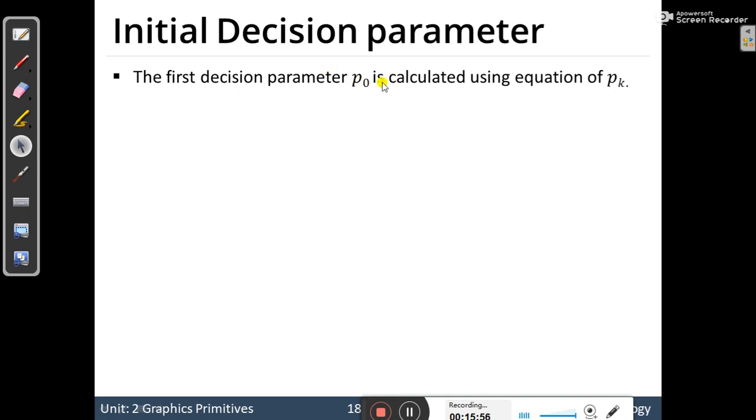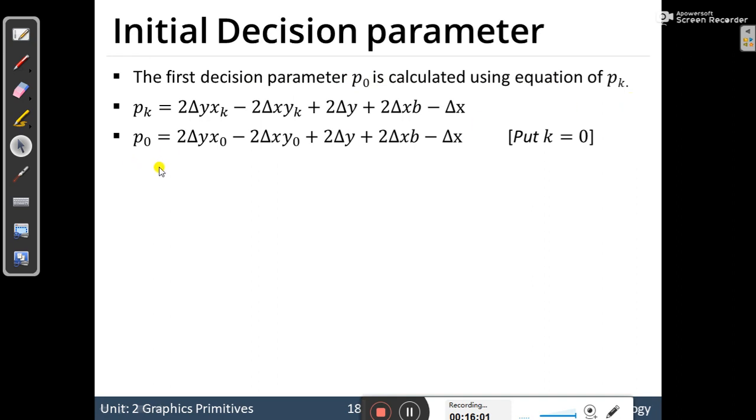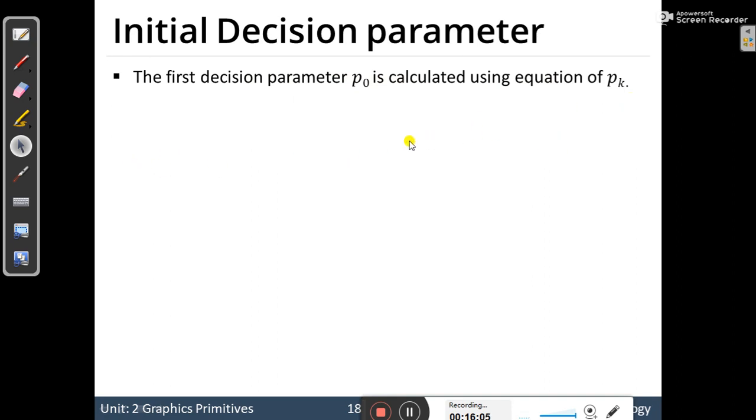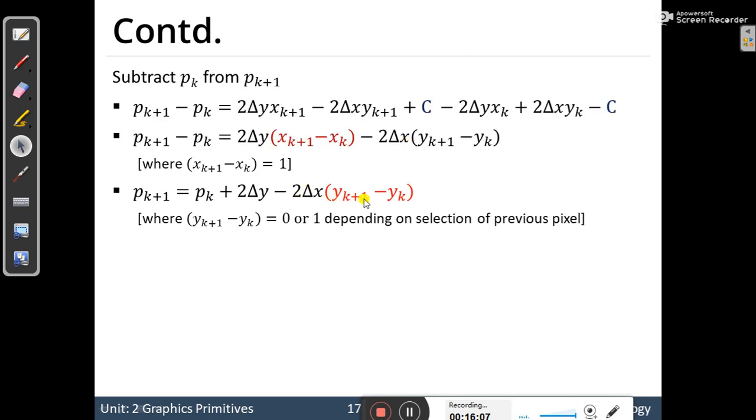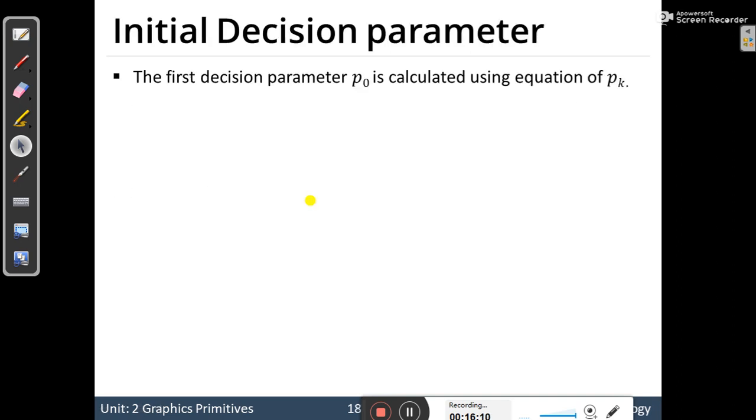The first decision parameter p naught is calculated using the equation for pk, putting k equal to 0, so it will be this one in this equation.